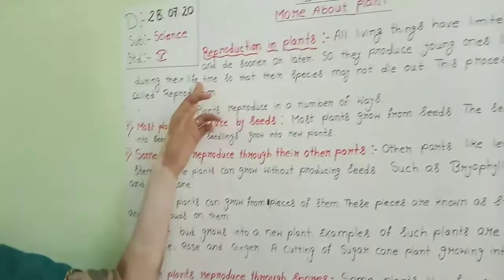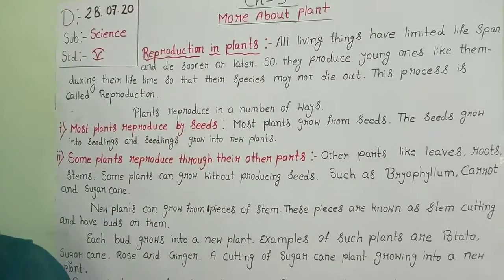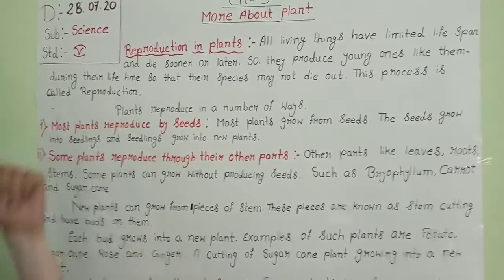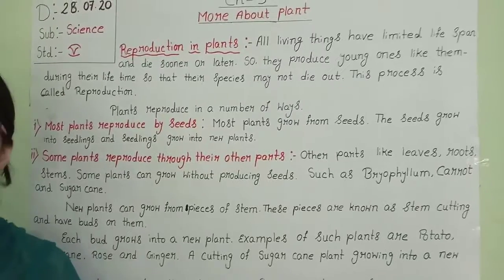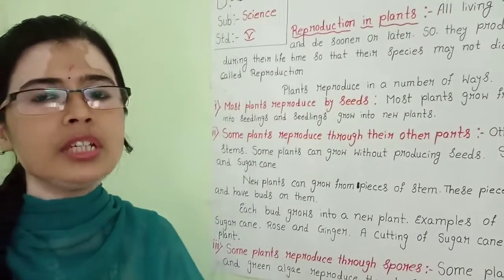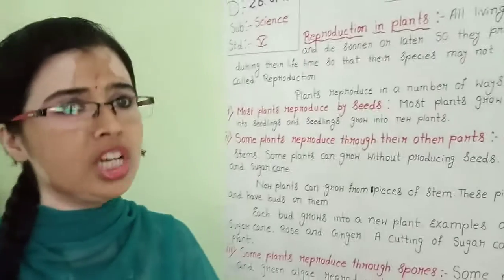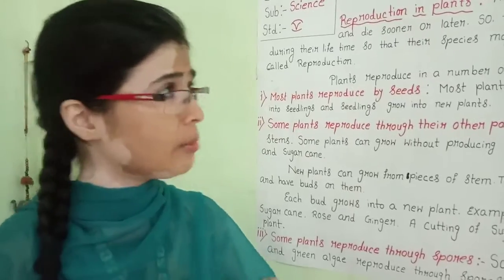So first, here about plants reproduction. We should know first what is reproduction. Reproduction means the process by which living things produce their young ones. So living things produce their new kinds, same kinds.